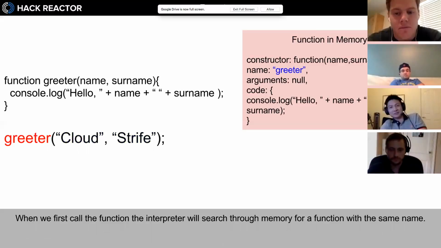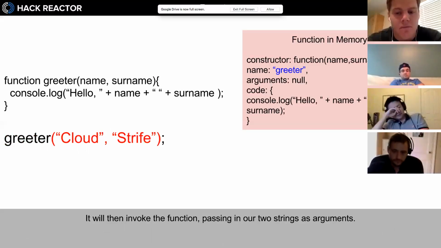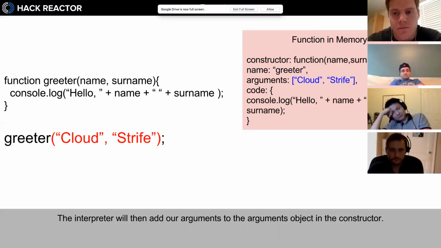All right, when we first call the function, the interpreter will search through memory for a function with the same name. It will then invoke the function, and it will be passed our two strings as arguments. The interpreter will then add our arguments to the arguments object in the constructor, right here.